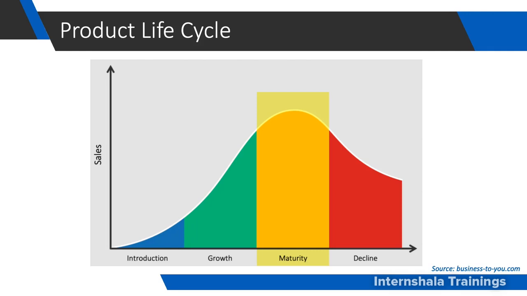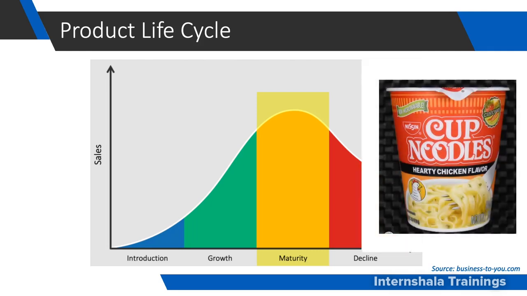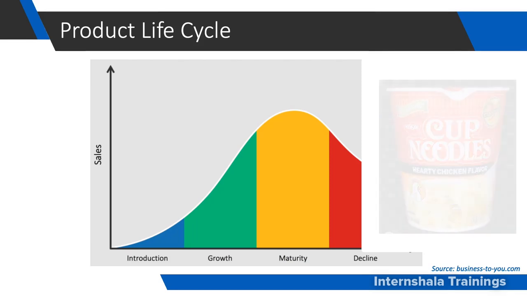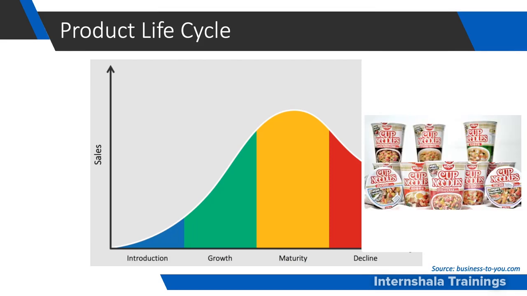Continuing with the example of noodles, in maturity phase, the market grew and all the businesses were trying to maintain their market share. Few of the businesses introduced new regional and special flavors like prawn, chicken, egg, magic masala, etc.